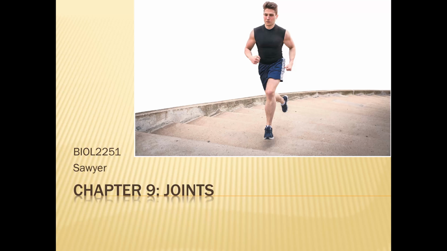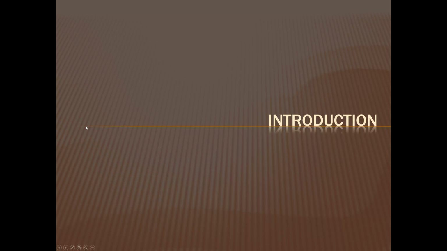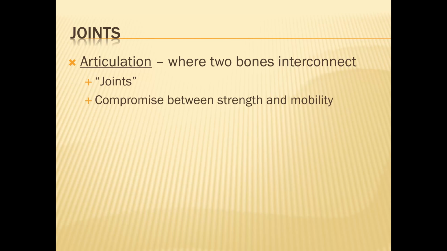So this is chapter 9, in which we are going to talk about joints. So we'll start with a brief introduction. A joint is also called an articulation, and this is a spot where two bones interconnect. Anytime two bones connect, whether it is a movable area or not, it's still called a joint or an articulation.